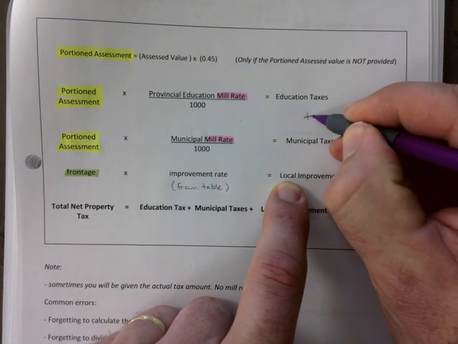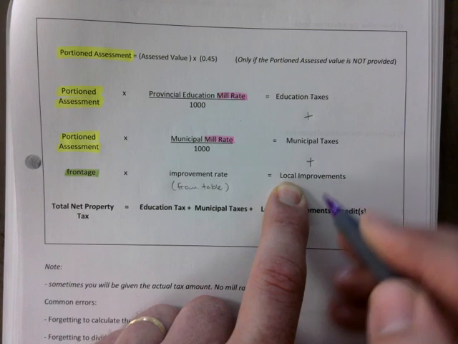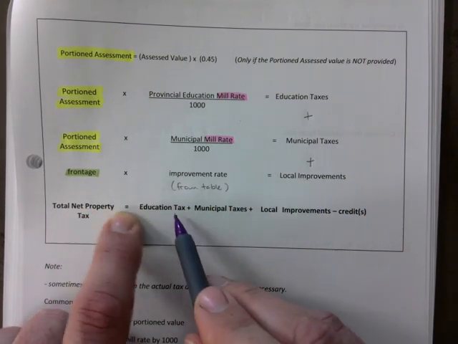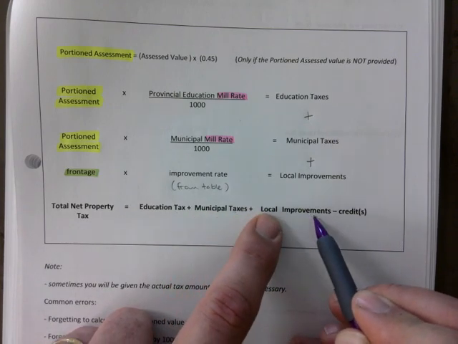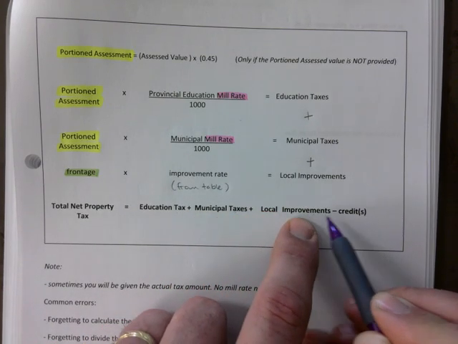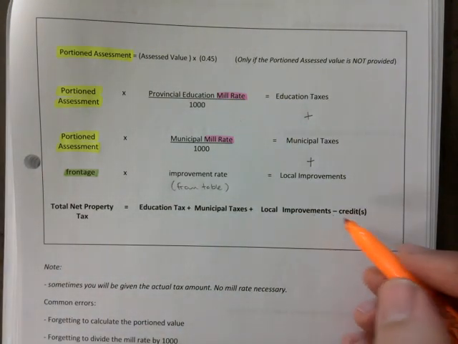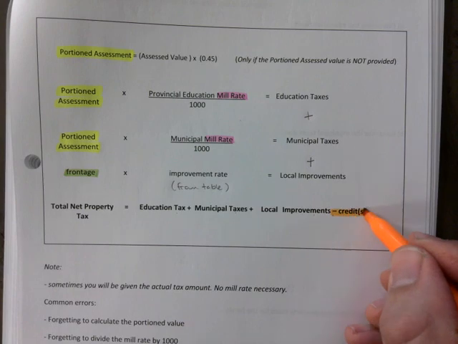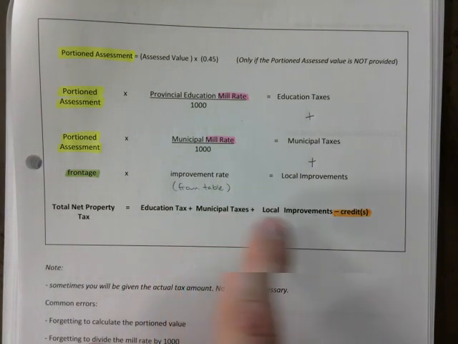So you basically would add this plus this plus this. So the net property taxes would be education, municipal, local improvements, watch this, minus credit. Minus any credits that are mentioned, only if applicable. Only if applicable. If the question doesn't say anything about credits, then we're just down to adding up the three amounts we previously calculated.